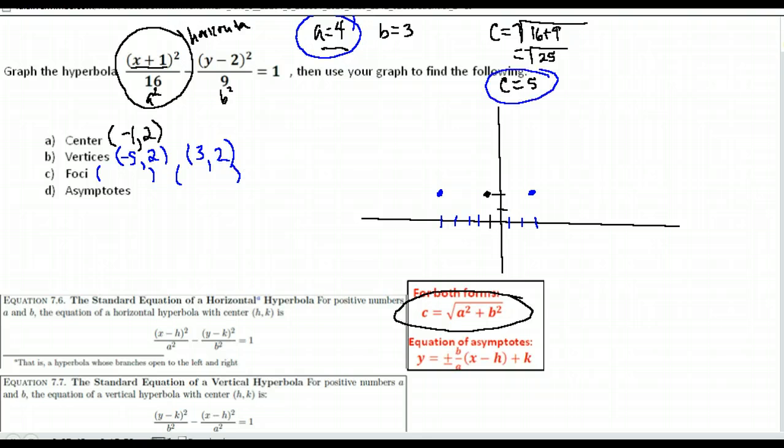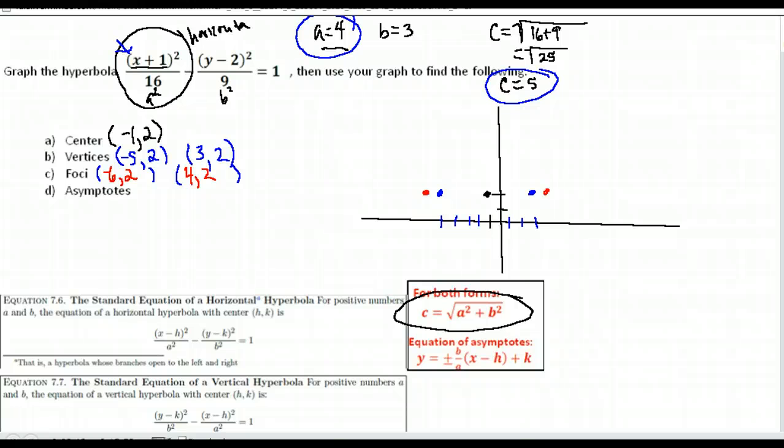My focus points deal with the value c. We're going to be adding and subtracting c from the x value of our center since this was horizontal. And again, I determined that by looking at the equation. So for my focus points, I want to add and subtract 5. Those red points there would be my focus points. So -1 minus 5 would give me -6, 2. And -1 plus 5 would give me 4, 2. So there are my focus points.